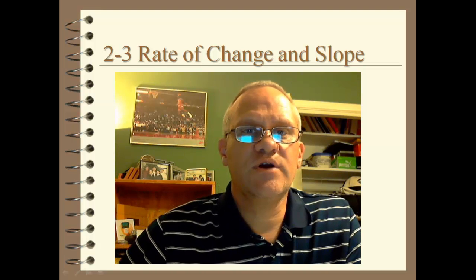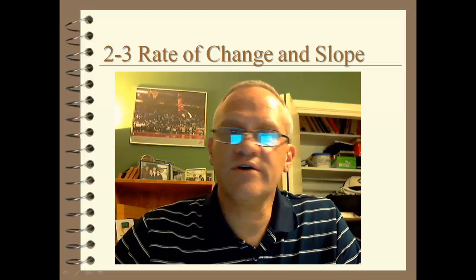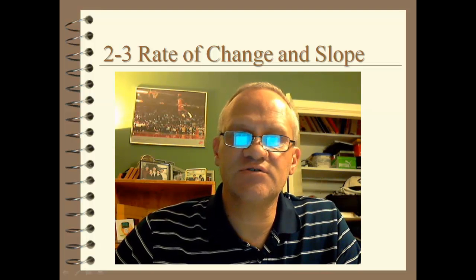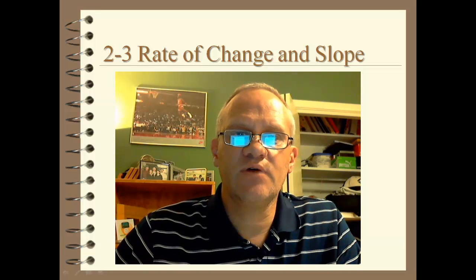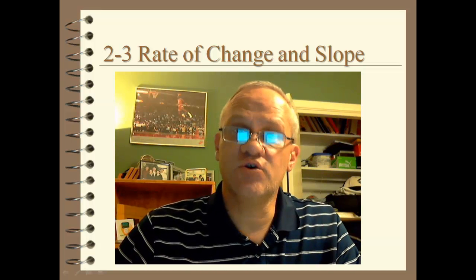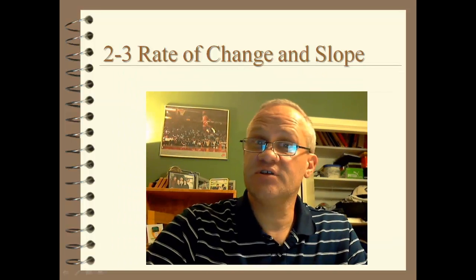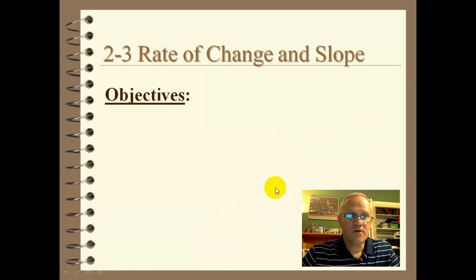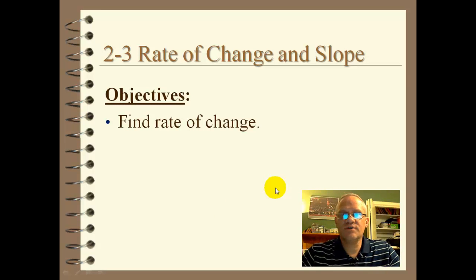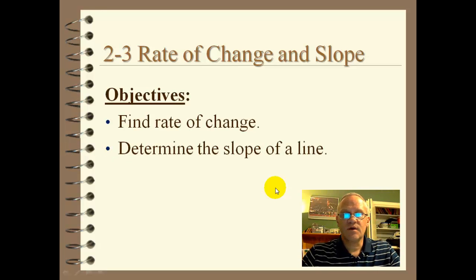Today we are in Section 3 of Chapter 2. So Section 2.3, we're going to talk about rate of change and slope today. So let's get started. First of all, our objectives. We want to be able to find the rate of change, number one, and number two, determine the slope of a line.